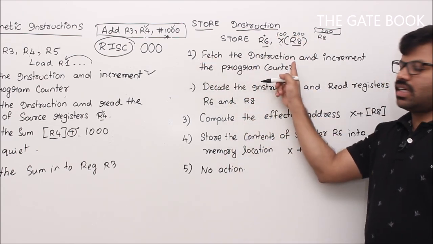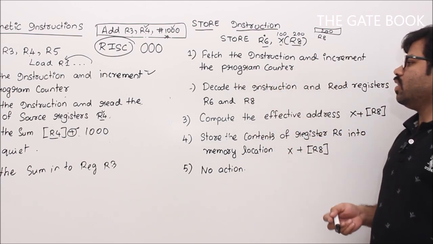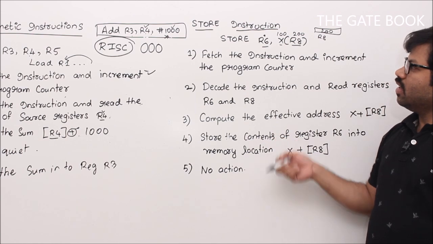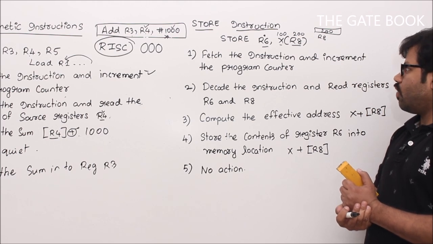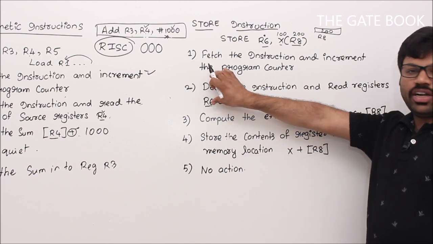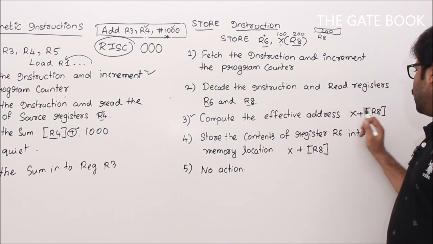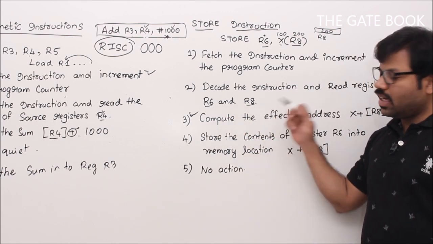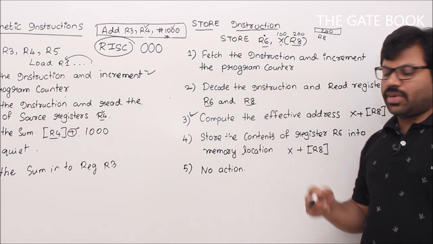Now we will try to understand it in the 5-stage process. First step, fetch the instruction. It is like load and add: fetch the instruction and increment the program counter. Second step, decode the instruction and read registers R6 and R8. Same thing as in add, where we decoded the instruction and read registers R4, R5. Here we are reading R6 and R8, so it is quite similar to the add instruction. Now third step, compute the effective address x plus R8. We know how to compute it. This third step is exactly equivalent to the load instruction step and the add instruction's third step.